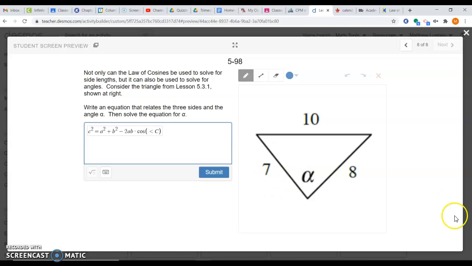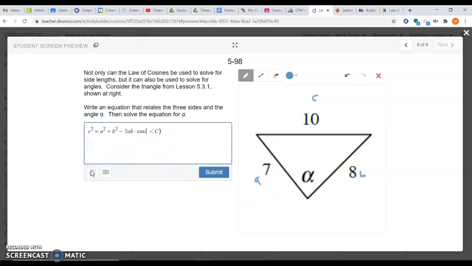All right. Well, in this problem, we have an A, we have a B, we have a C. The only thing we're missing is a cosine of C. We're missing the cosine of our angle. So what we're going to do is plug in everything, and eventually solve for this missing angle. So plugging in, 10 is going to be my C because it's across from my angle, and then 7 is going to be my A, and 8 is going to be my B, and I'm just choosing that to be A and B.